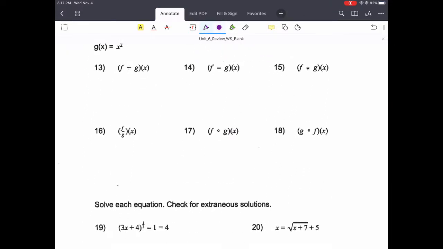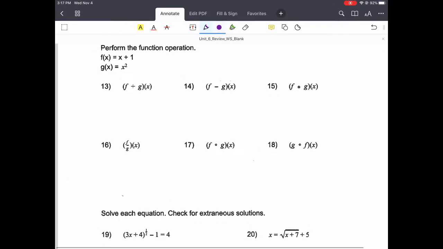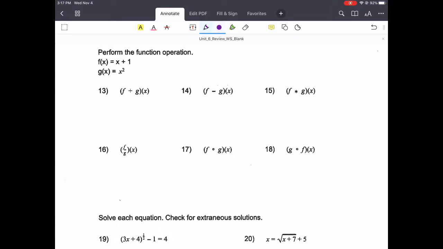All right, so here we want to perform the function operations. For the first one, the operations here are adding the f and g functions together. Since that's the case, we've got x plus 1 plus x squared. So that means our answer is just going to be x squared plus x plus 1.